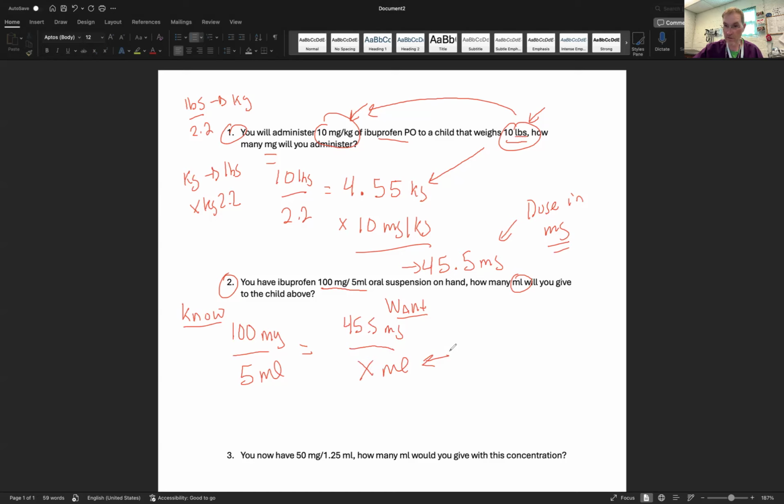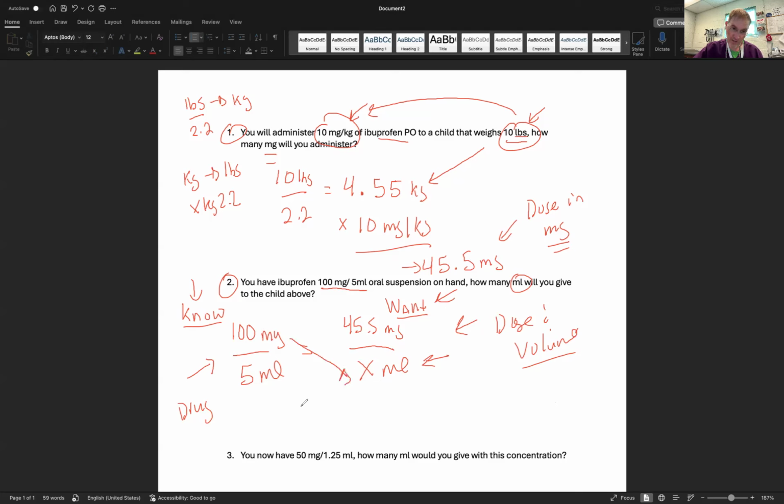How many milliliters am I giving my patient if I have 100 milligrams per 5 milliliters? So this is the drug concentration, and this is the dose and volume that I'm going to administer, over on the right-hand side. So what do I know for a fact, and what do I want to know? And how do we solve this problem? We cross multiply, top to bottom and bottom to top.